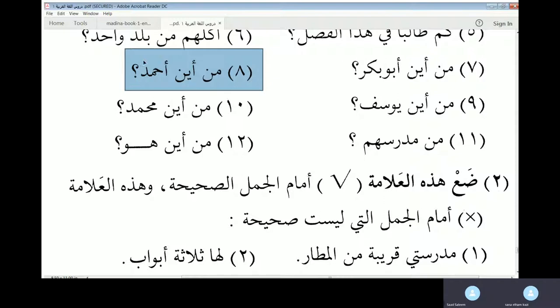You cannot use the tanween with Ahmad. It is an Arabic name, but there is another reason that you have learnt. Min aina Ahmadu? It is on the pattern of af'alu. We learned this a few days ago. Words on the pattern of af'alu cannot have tanween.